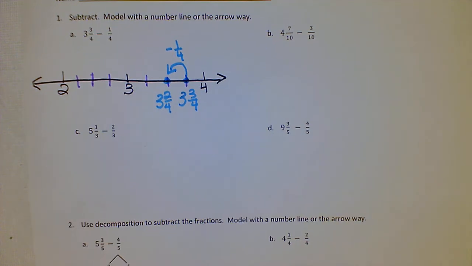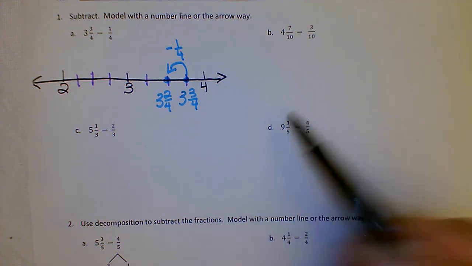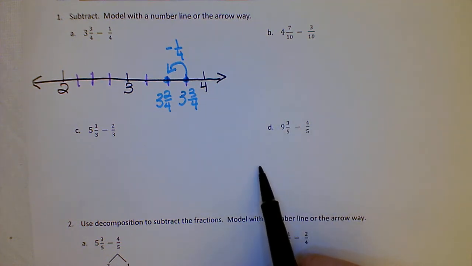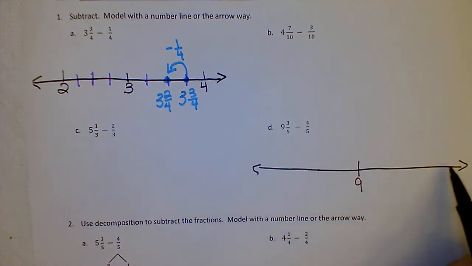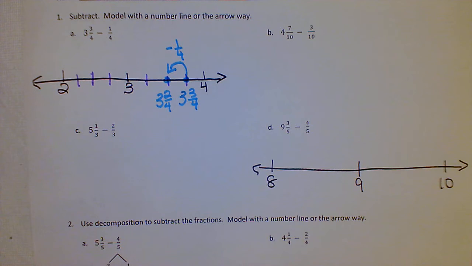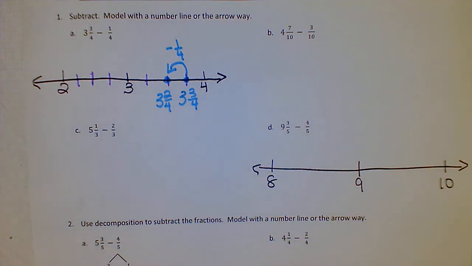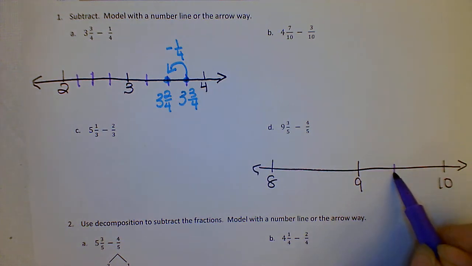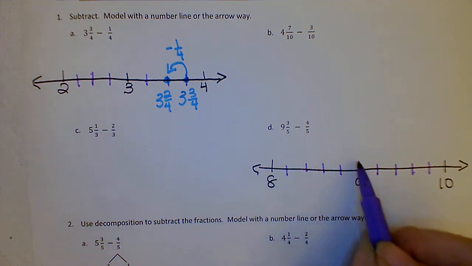So for 1D, it's 9 3/5 minus 4/5. So now I can see that I'm going to go past that 9 for this one. So let's draw our number line. I'm going to put my 9 right in the middle. I'm going to put 10 to the right of it, and I'm going to put 8 to the left. So I just add 1, subtract 1. And now I need to partition this off into fifths. I need to split it up into fifths because my denominator is 5. So let me grab another color. So here we go. 1, 2, 3, 4, 5. 1, 2, 3, 4, 5.